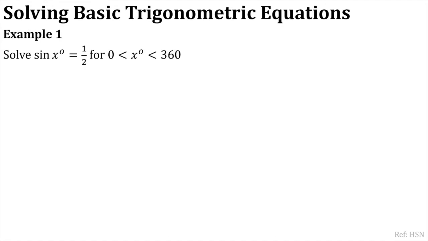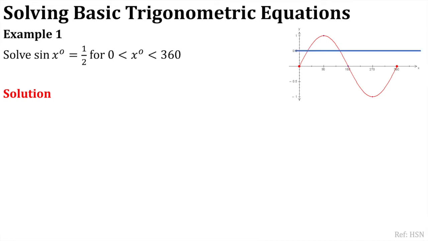So example 1, solve sine x, and we can see we're working in degrees, equals a half for x lying between 0 and 360. So we could firstly look at the graph. If you know what the sine graph looks like, write down a quick sketch, and well, where is sine x equal to a half?